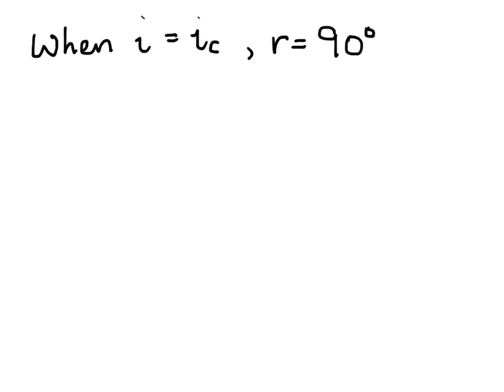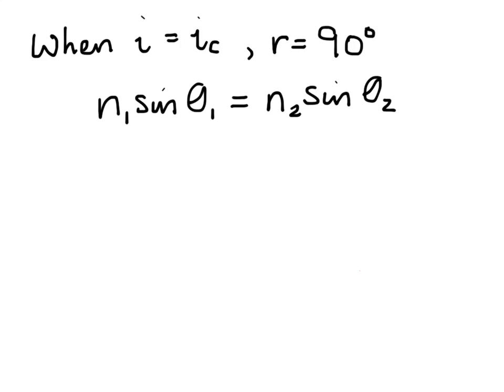Now, when I is exactly equal to the critical angle, the R, the refracted angle, is actually 90 degrees. So 90 degrees to the normal. So if we go back to the equation as it is on the formula sheet, n1 sine theta 1 equals n2 sine theta 2, we can put some values into this. Let's call I material 1, the incident bit, that will be in the glass, and 2 is the air, so material 2.